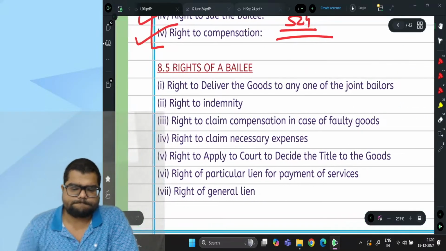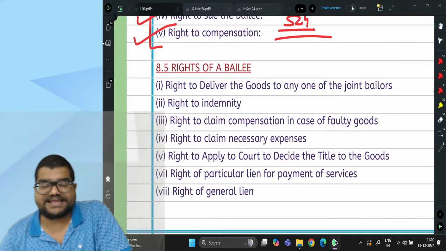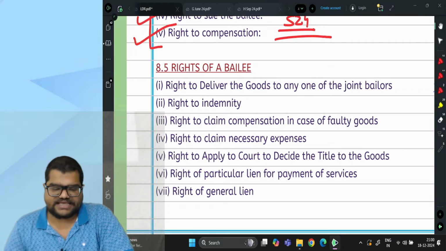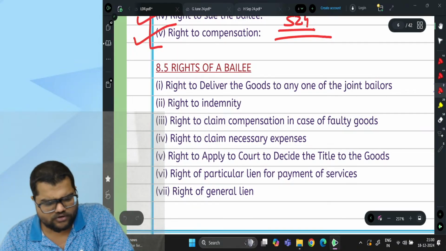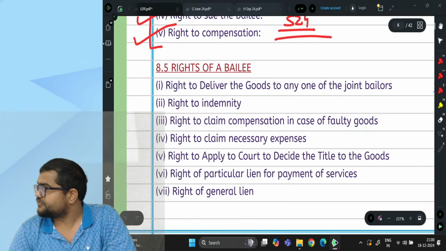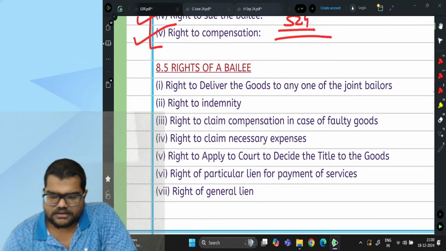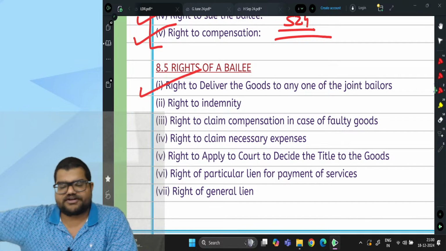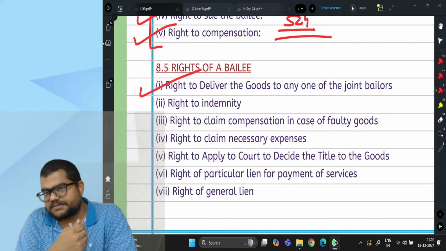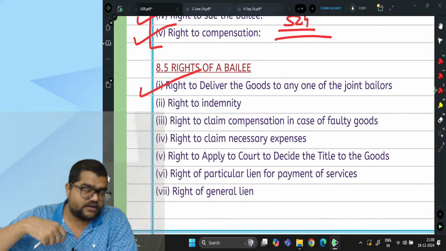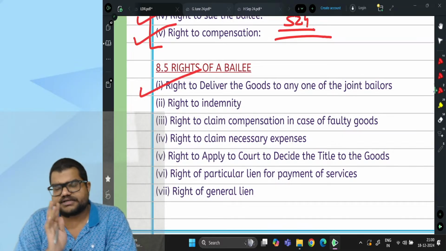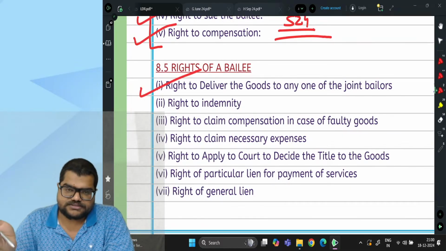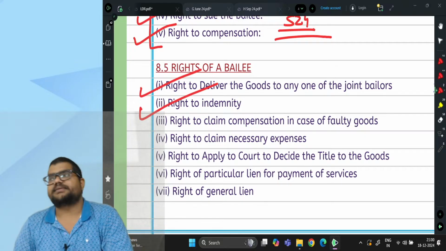Next one. Rights of a bailee. Most of them are repeat, obviously. The first one says, right to deliver the goods to any one of the joint bailors. See, once the purpose has been accomplished, you can return the car, the goods, or whatever it is, to either of the joint bailors. Second, right to indemnity.